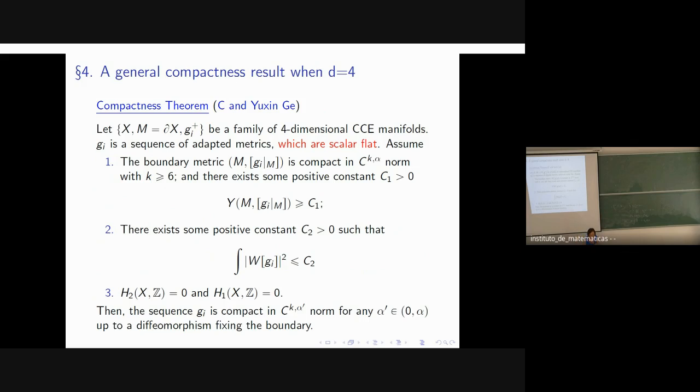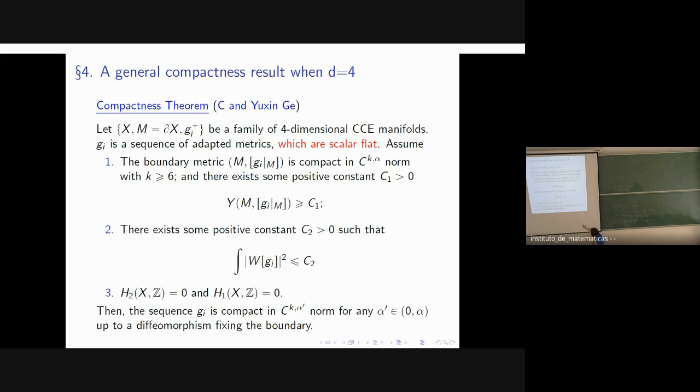And in the proof, there are also complications. You want to deal with the blow up, which can happen either in the interior or on the boundary. It turns out that to prevent the interior blow up from happening, you need to put a constraint on the topology.